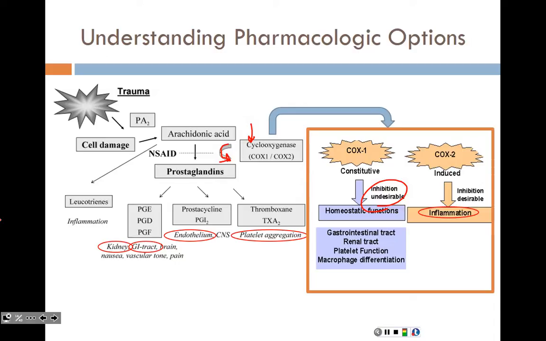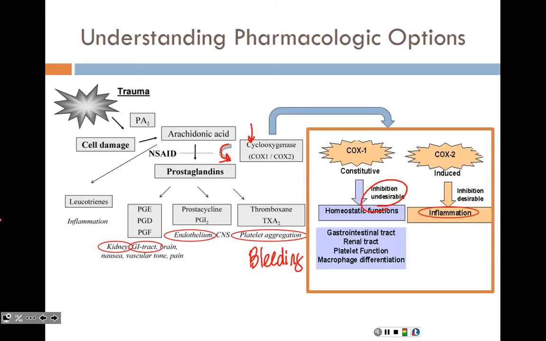If normally COX-1 causes platelet aggregation, if you inhibit the enzyme, it's going to do the opposite. So what do you think is going to happen? You're more likely to have bleeding because you're not going to have platelet aggregation.